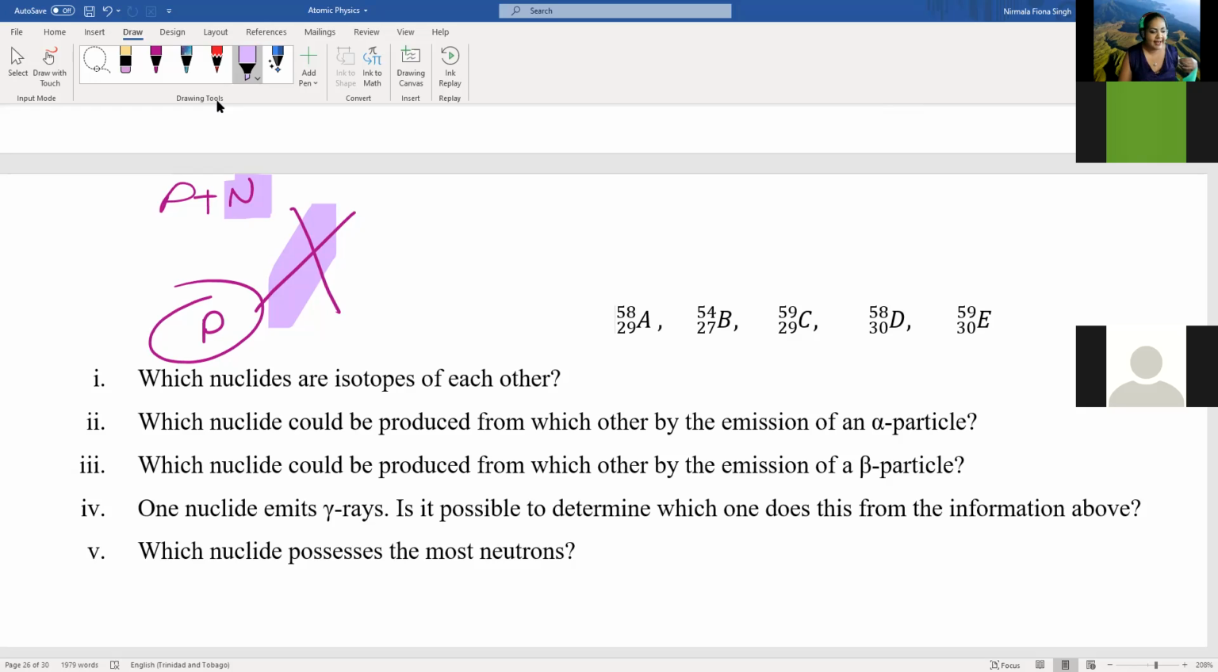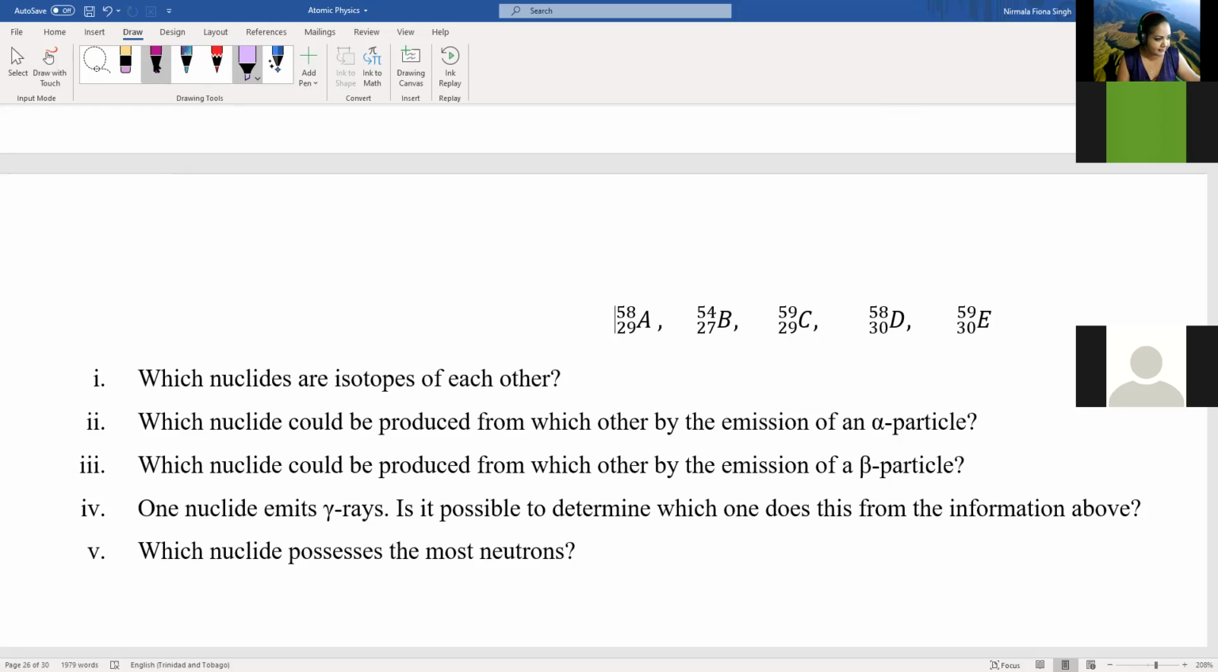Looking at that, question 2 part 1, I want you to tell me which of these elements, knowing that, let me leave this back on the board here, P and P plus N, which ones are isotopes of each other? Is A an isotope of B? Is B an isotope of C? Is A an isotope of C? You all look at them and tell me which ones are isotopes of each other.